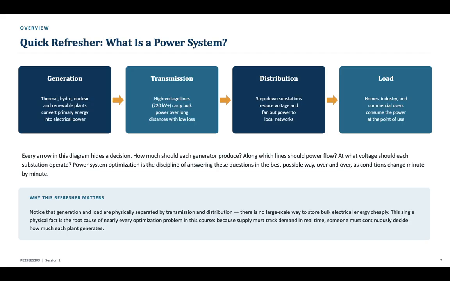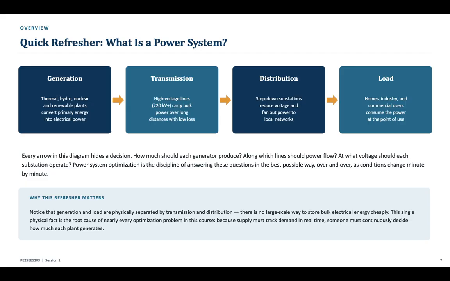Moving ahead, we can have a quick refresher, because you already know what a power system is. You might have studied it in your engineering classes. A power system moves energy through four broad stages. One is generation. In generation you have thermal, nuclear, hydro, and renewable plants that convert primary energy, like coal, water, uranium, sunlight, and wind, into electrical power.